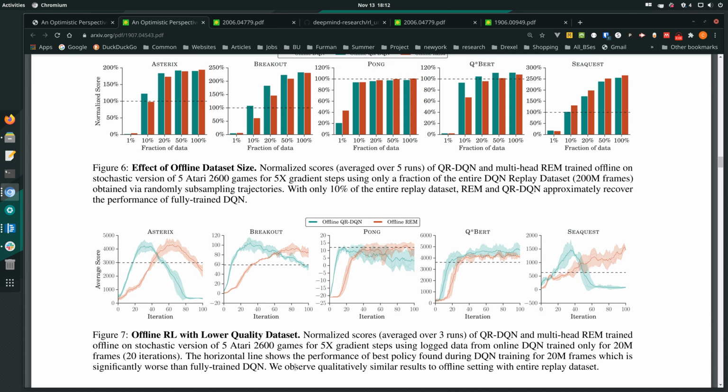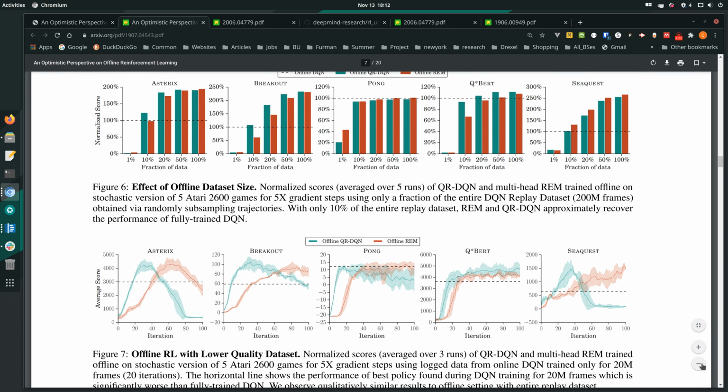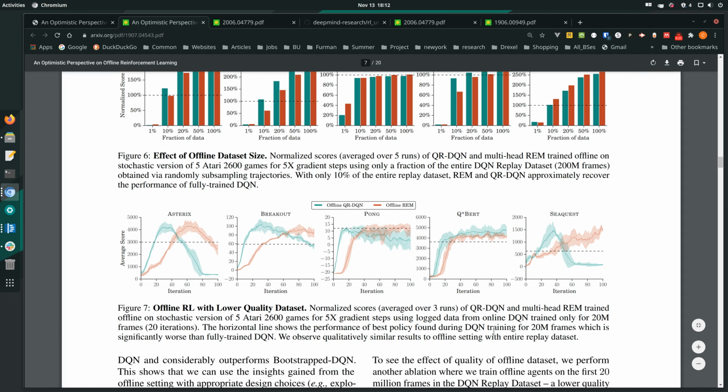Trying to remember here. So this is on the stochastic version of 5 Atari games with 5 expectation of data. And the previous learning curves, that's from the same environments. Yeah, still those 5 environments. But why are they worse here? I read this a while ago. I can't remember.